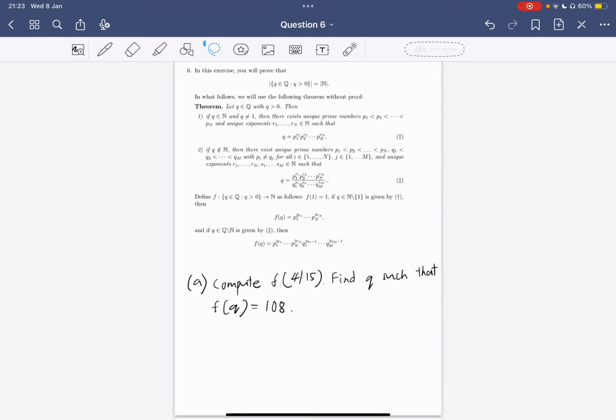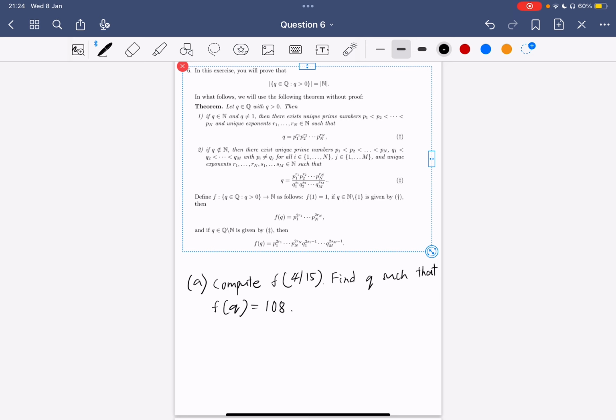Okay, so this is question 6 of assignment 1, and in this exercise, they are basically asking us to prove that the cardinality of the positive rational numbers is the same as the cardinality of the set of natural numbers, and we're using this theorem that they've given us without proof to prove this fact.